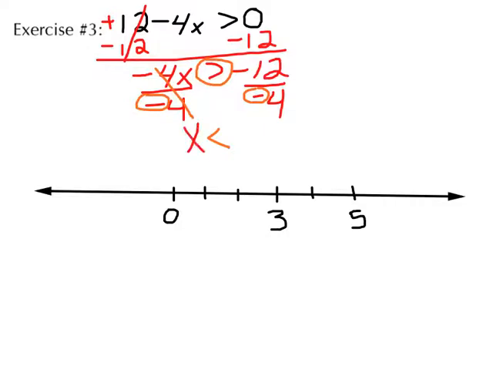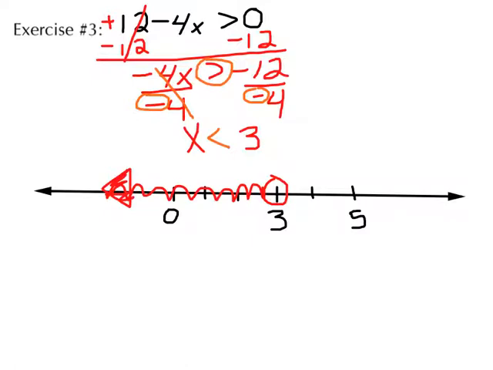x is going to be less than now positive 3, because negative 12 divided by a negative 4 gives me 3. What does that mean for my number line? Well, I'm going to have an open circle on 3. I'm going to be shaded to the left. Let's write that in interval notation.